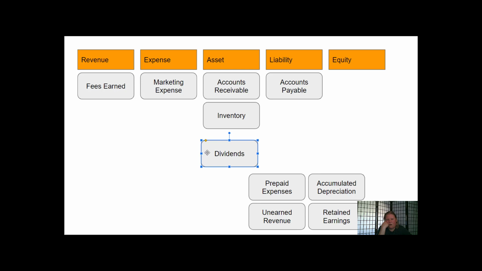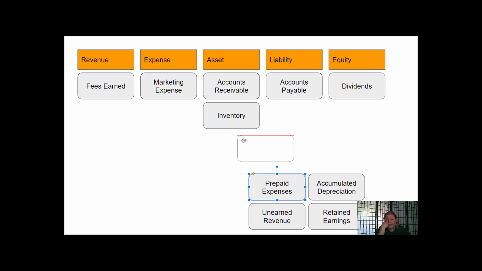dividends are payments to shareholders, right? They are a return of capital. Capital should make you think stock, ownership, equity. Okay, so sometimes just knowing what the accounts are and the definitions can really help you get through a lot of these issues. Okay, prepaid expenses.